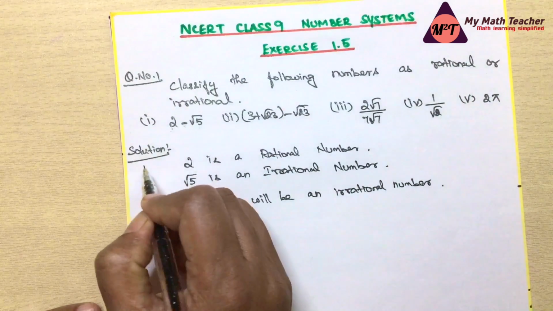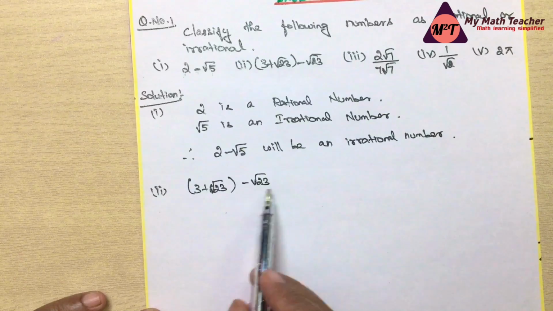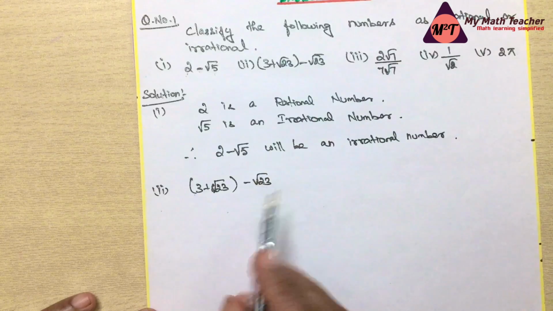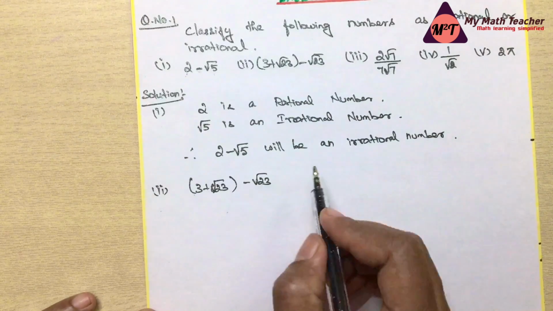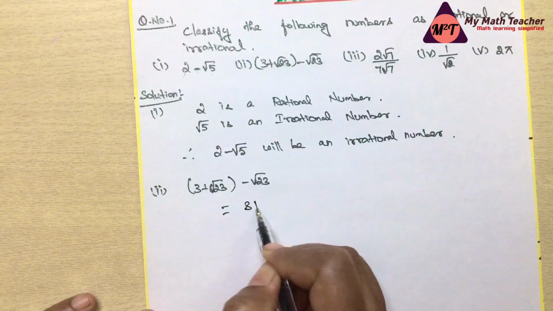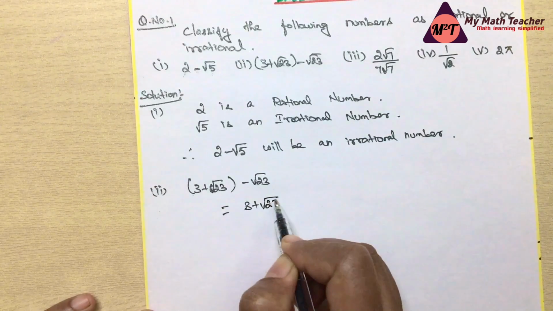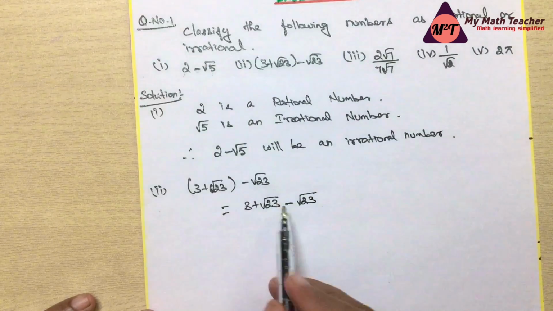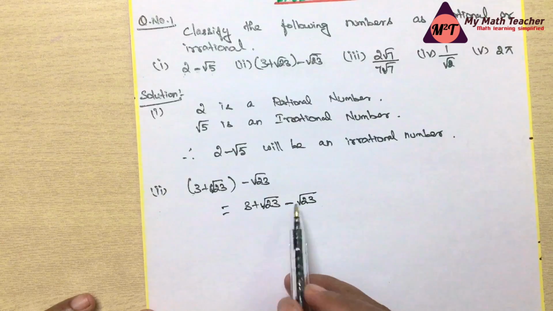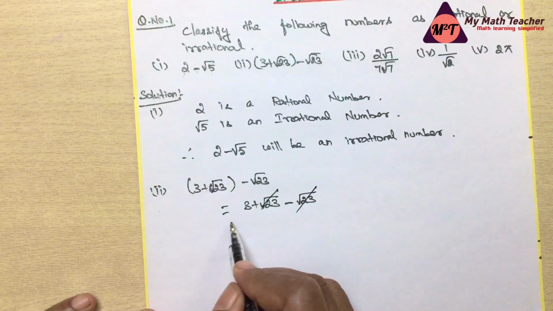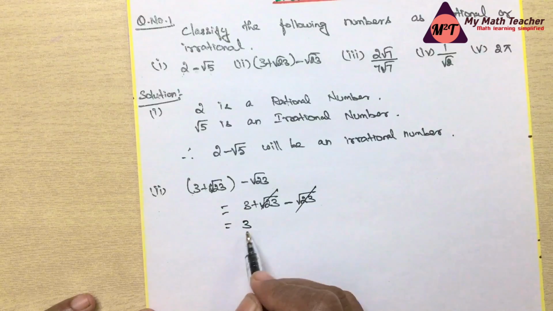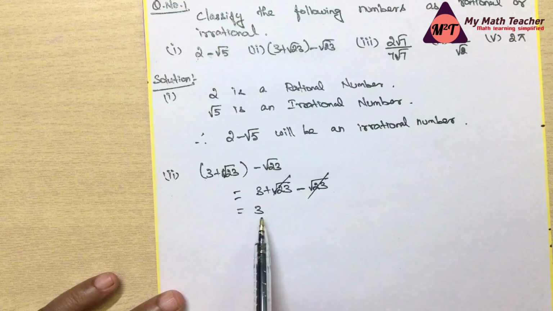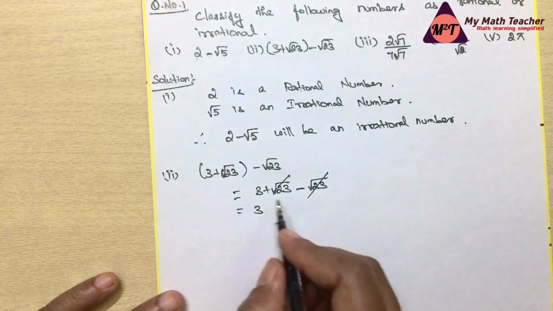Now subdivision number 2. This is the second subdivision, 3 plus square root of 23 minus square root of 23. Let us first remove the bracket, which is equal to 3 plus root 23 minus root 23. So we can say positive root 23 minus the same number will become 0, which is equal to 3. 3 can be expressed in p by q form. So when we do the operation, the final outcome is 3, which is a rational number.